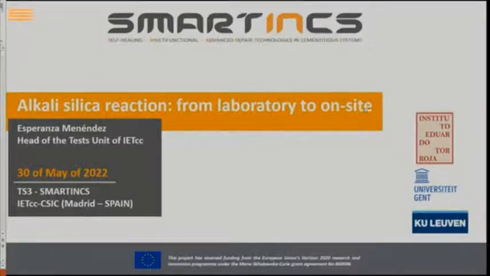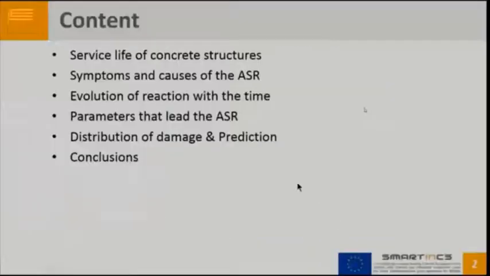Well, now we are starting with the alkali silica reaction from laboratory to on-site. The content of the conference is the following.